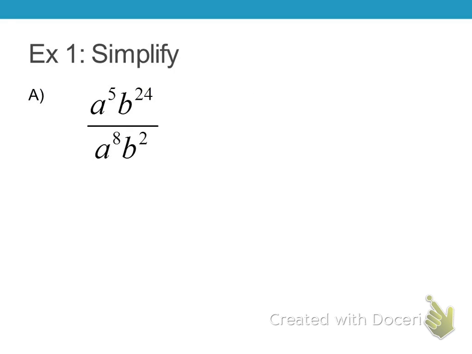So this is an example of a monomial divided by a monomial. So one term on top, one term on the bottom. No plus signs, no minus signs. Just one term over one term.